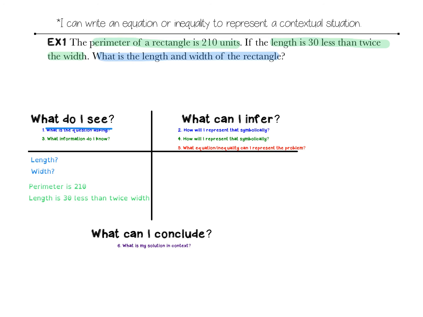All right, so then I need to make the connection to how I'm going to represent those things symbolically. So the first thing I need to do is I'm going to go to my question about the length and the width, but I have to use what I know. So I know that the length is 30 less than twice the width. So in order to get the length, I have to know the width.